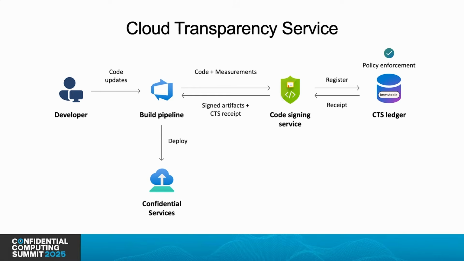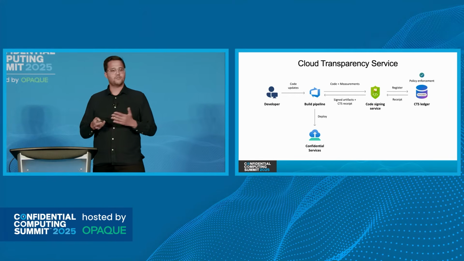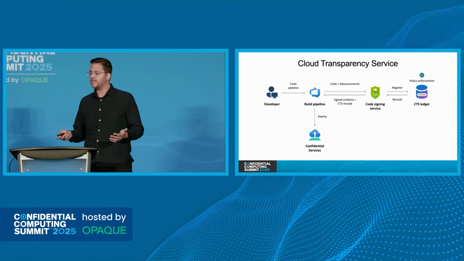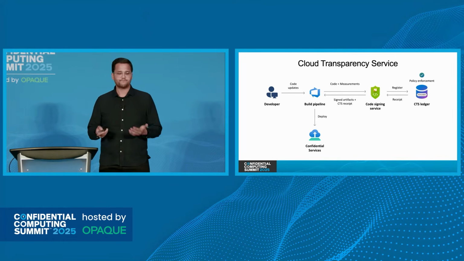Now, this is where enforcement comes into play. This gives us an opportunity to gate deployments based on the presence of a CTS receipt. Simply put, if a receipt exists, if it meets all the registration policies, you go ahead and deploy it. If it does not, you can block it.